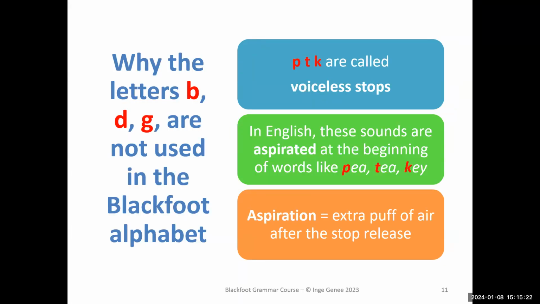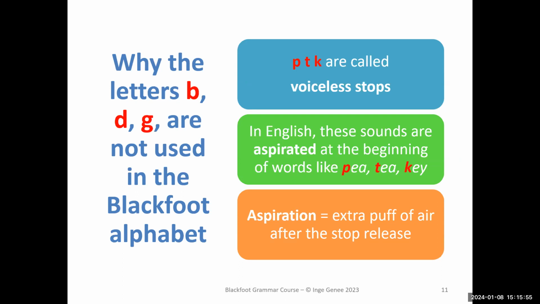We can now explain why the letters B, D, and G are not used in the Blackfoot alphabet. The sounds P, T, and K are called voiceless stops. Their pronunciation is very similar between English and Blackfoot, with one difference. In English, these sounds often have aspiration in words like pie, tie, key. Aspiration is a little extra puff of air that you hear after the stop release.